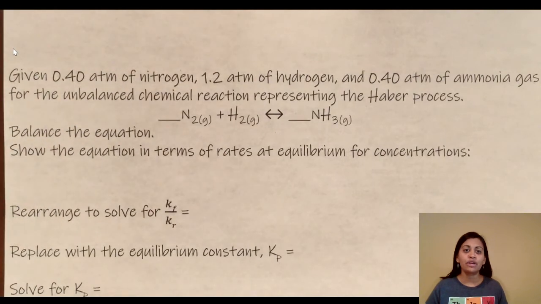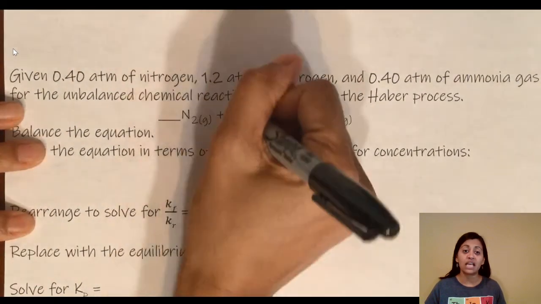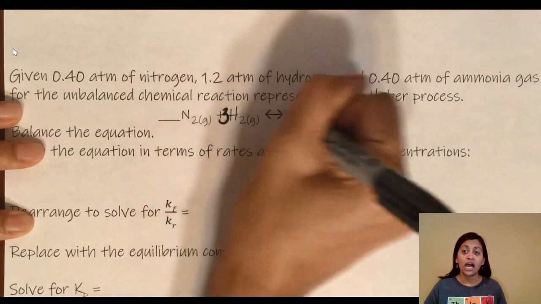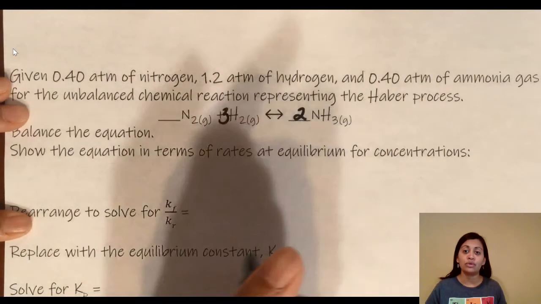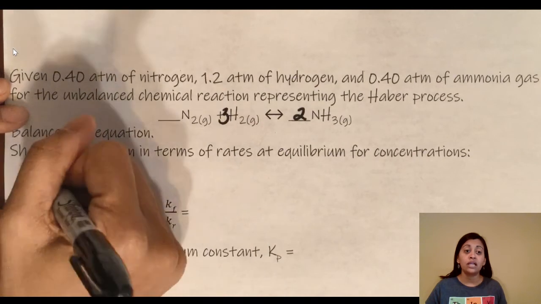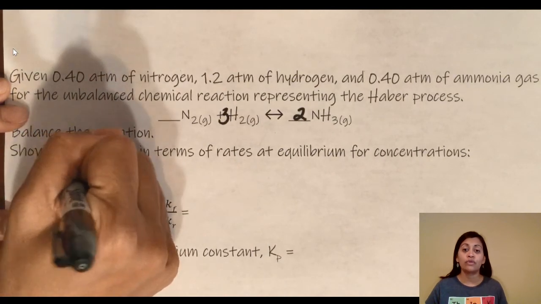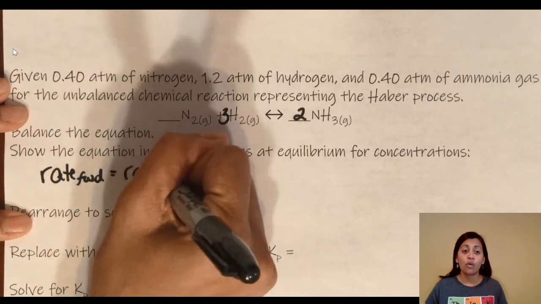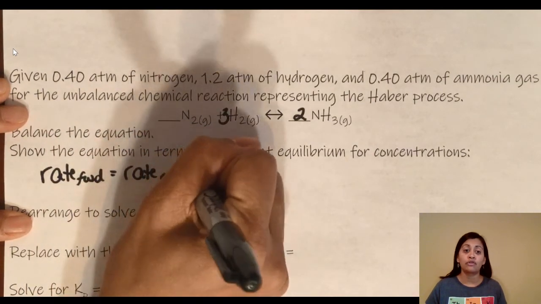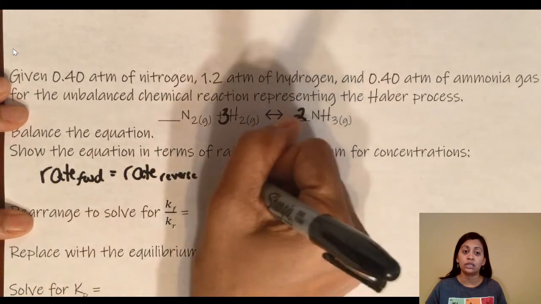All right, so when we're going through this, we need to first balance the chemical equation. So when we do that, we're going to add a coefficient of 3 in front of the H2 and a 2 in front of the NH3. Then we're going to show the equation in terms of rates at equilibrium for concentrations. So essentially, we're going to say the rate of the forward reaction is going to be equal to the rate of the reverse reaction since the system is at equilibrium.